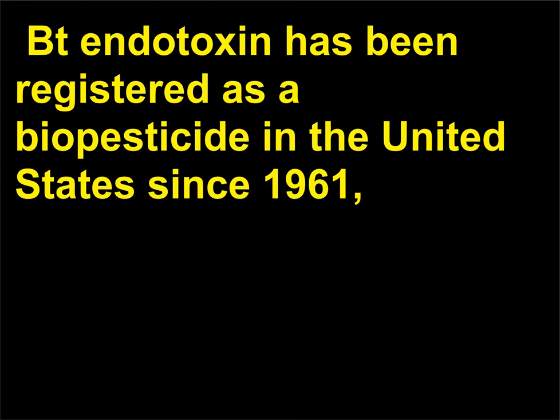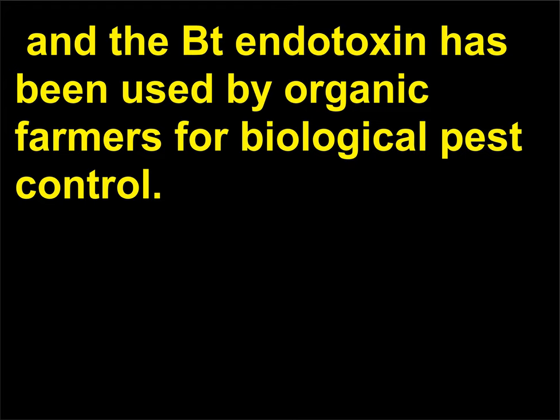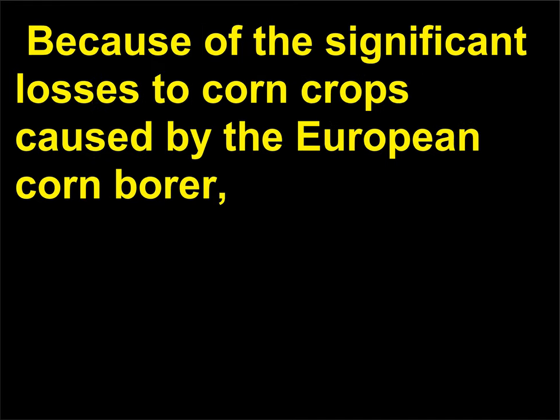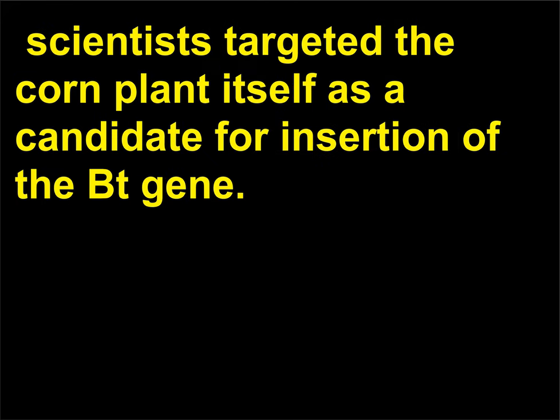BT endotoxin has been registered as a biopesticide in the United States since 1961. And the BT endotoxin has been used by organic farmers for biological pest control. The endotoxins only become activated in the guts of susceptible insects. Because of the significant losses to corn crops caused by the European corn borer, scientists targeted the corn plant itself as a candidate for insertion of the BT gene.